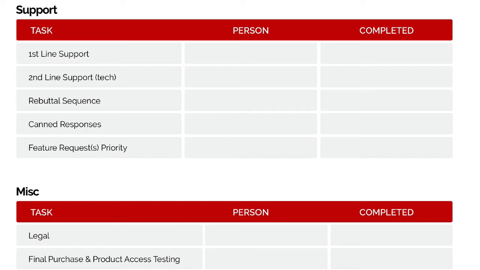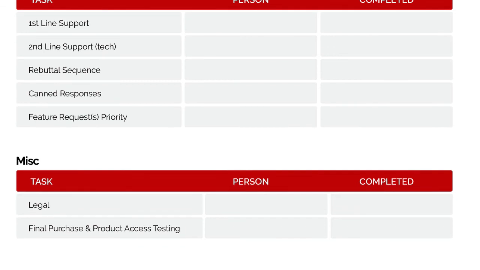You may want to also set up a rebuttal sequence for people who refund, right? Or who want to cancel. Having canned responses ready so it minimizes the support time and makes things efficient. Having feature request priority, right? Making sure that when feature requests come in that you're able to organize them and know what people want after the launch is done. And then there's some miscellaneous stuff, right?